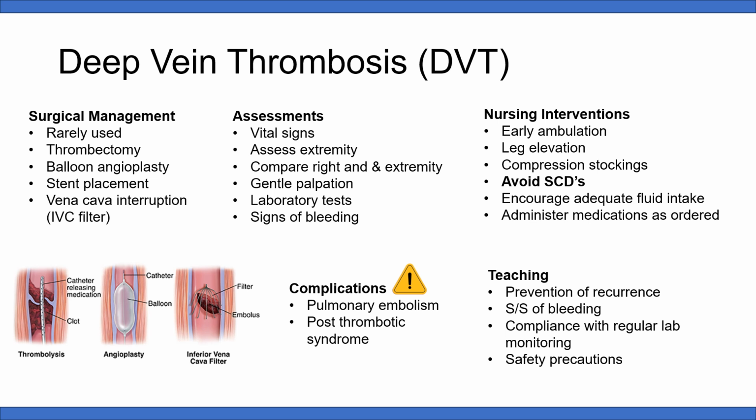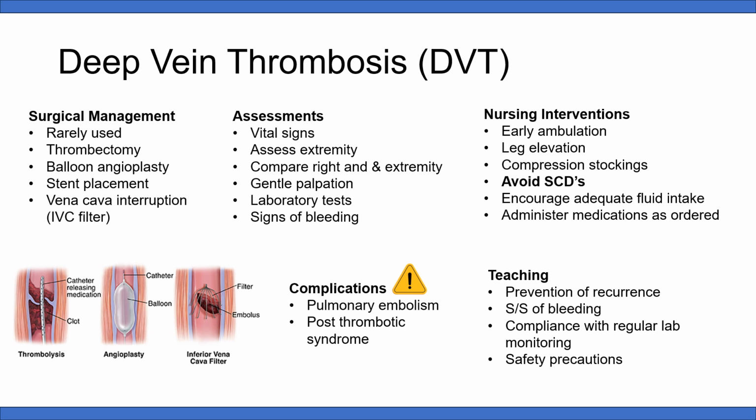Assessments, we're going to do vital signs because we're dealing with blood. We want to make sure we're assessing that extremity. We don't want to lose blood flow. We want to always compare the left to the right. Gentle palpation because we don't want to dislodge the blood clot. We're going to look at our labs and we're going to monitor for signs of bleeding because these patients will be on anticoagulants.